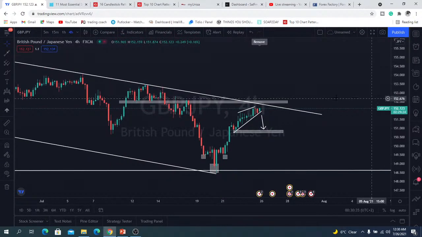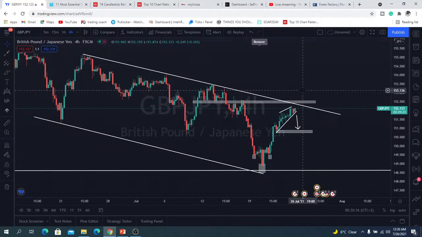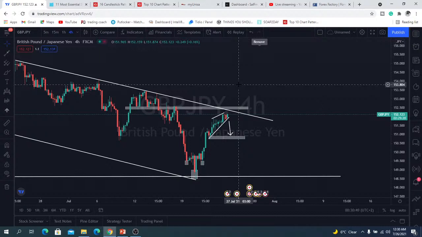So this is GBP JPY. We are going to wait until it touches the trend line and the zone. If it gets to the zone, we wait for the confirmation, and then we go in for sales.